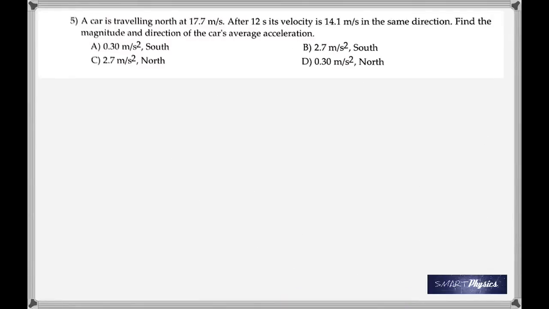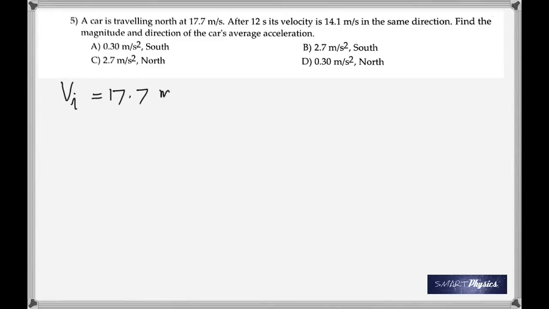And in this question, a car is traveling north at 17.7 meters per second. After 12 seconds, its velocity is 14.1 in the same direction. Find the magnitude and direction of the car's average acceleration. Okay, you notice that it's slowing down because its initial velocity was 17.7, but the final velocity is 14.1. Since it's slowing down, although it's going to the north, the acceleration is going to be to the south.